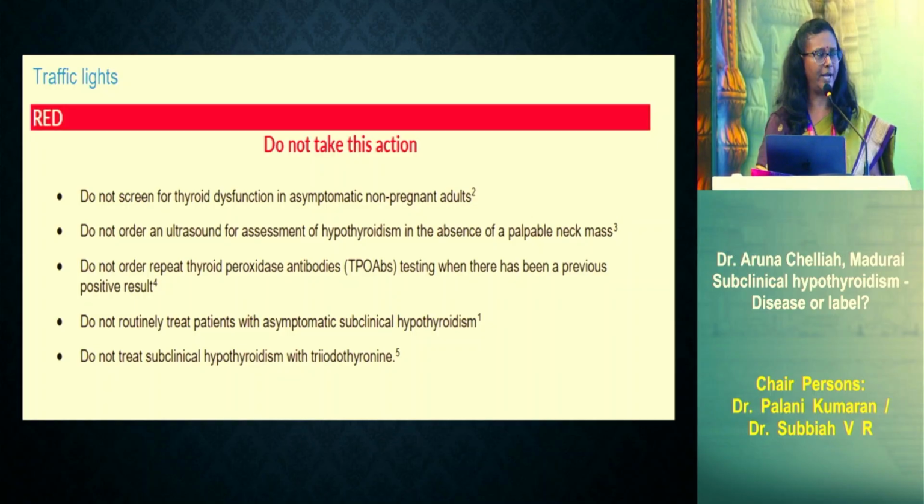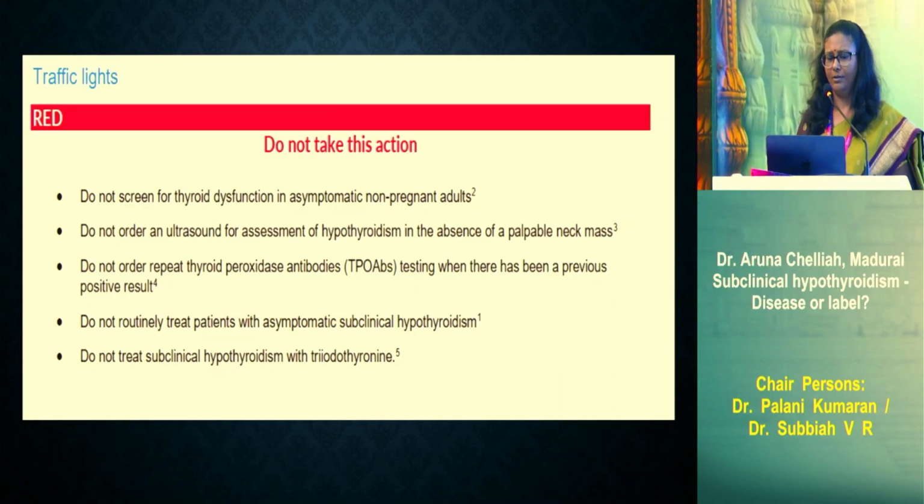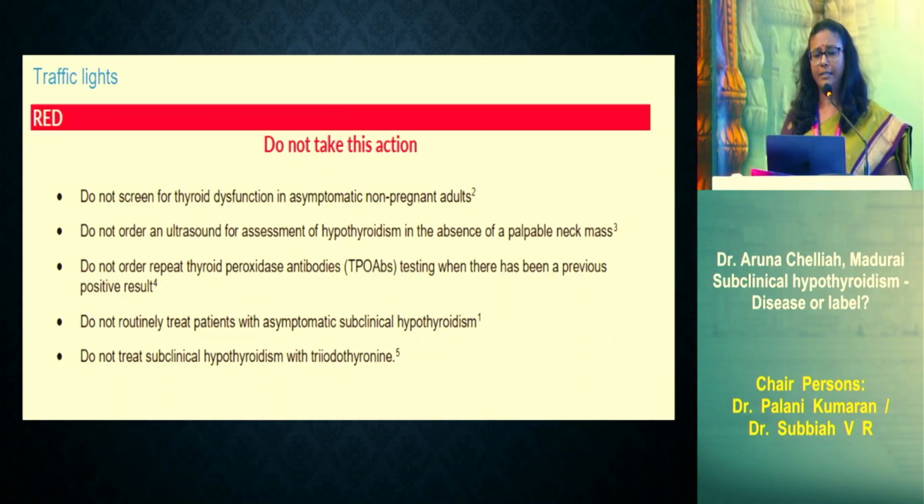So, traffic light, red. When do you really not take any action at all? In an asymptomatic non-pregnant adult, please do not even screen. If the patient is asymptomatic, no complaints, why do you want a TSH? Unfortunately, we have these packages being done, and that's how these incidental elevated TSHs are found. Do not order an ultrasound unless the patient has an indication. Do not repeat; there's no need for repeat antibodies.